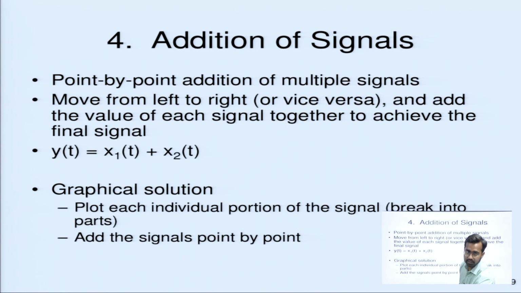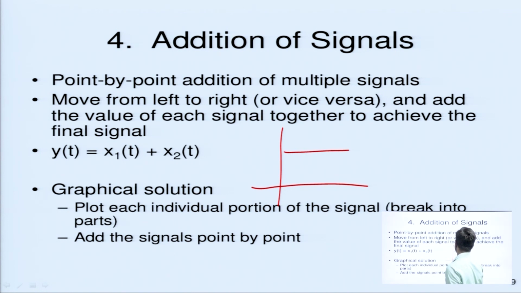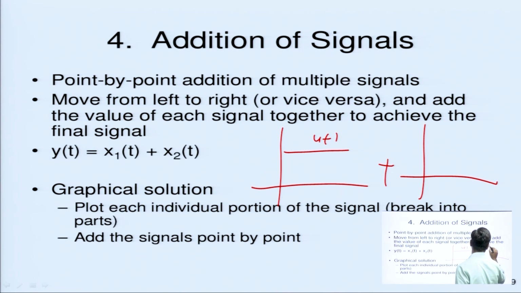Okay. Now addition of signals. Suppose this is ut and here we have 5 ut. If you add these signals, what will we get? We will get 6 ut. What is the method to find it? Add both the signals: get the value for all the instants of time, and then add.